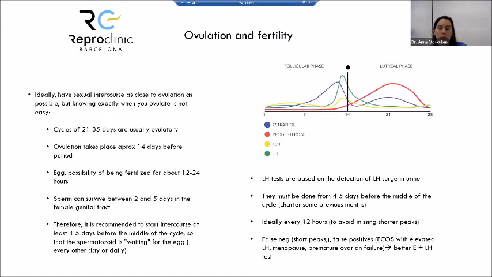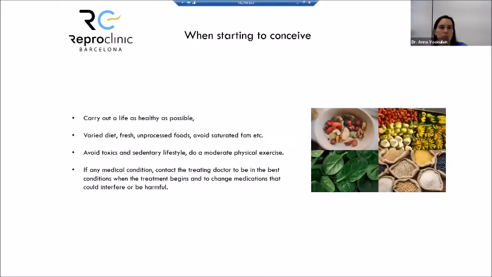But it can have false negatives, which could be related to short peaks, and also false positives, which could be related to PCOS patients, premature ovarian failure, or menopause. So to try to avoid these false positives, it's better to use tests that detect the LH levels but also the estrogen levels.